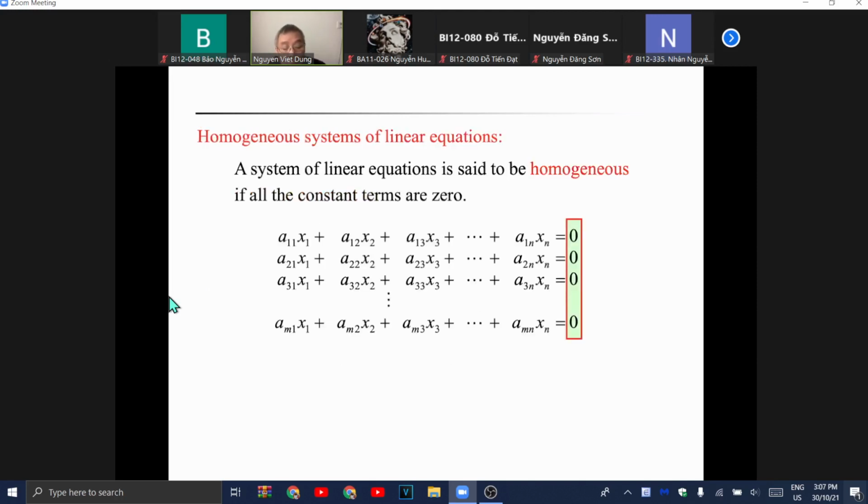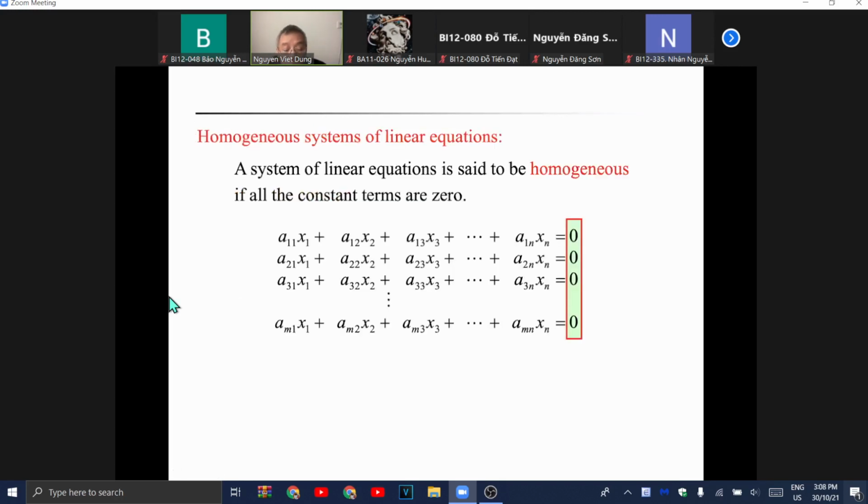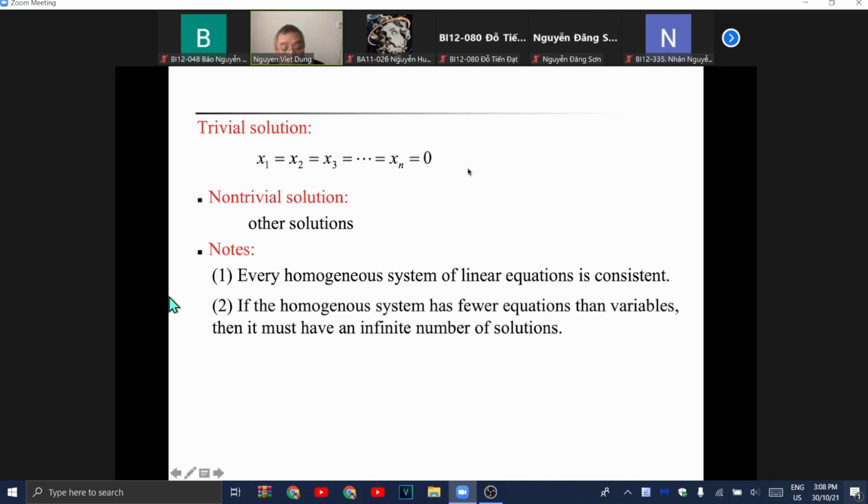And we have the notion of a homogeneous system of linear equations. A system of linear equations is said to be homogeneous if the right-hand side entries are all zero. It's very easy to imagine. And obviously, it always has the trivial solution, that is a solution consisting of all zeros. If you look back here, if we substitute x1 equals 0, x2 equals 0, x3 equals 0, and up to xn equals 0, each equation becomes an equality. That is the reason why we always have the trivial solution.